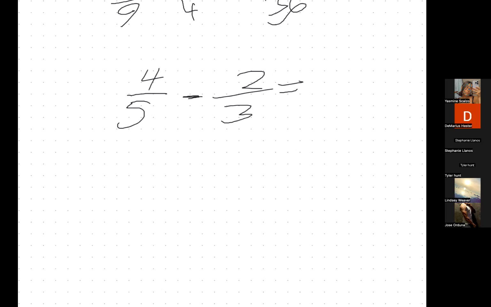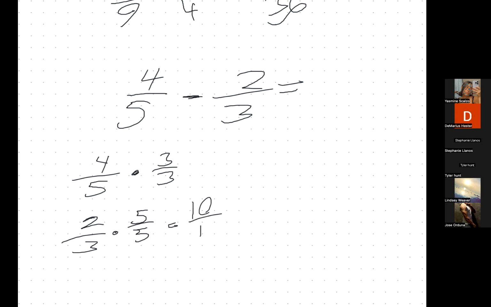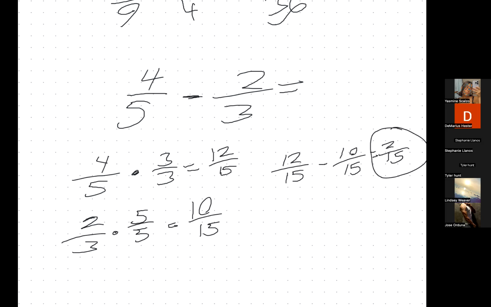So first thing we need to do is find the common denominator. And then let's share the results. So this is good. As you can see, almost everyone answered 2 over 15. That is the answer. So we're gonna find the common denominator. We can multiply this one by 3 over 3, and this one by 5 over 5. And we will get 10 over 15. And we will get 12 over 15. And then we're going to get 12 over 15 minus 10 over 15 equals 2 over 15. So C is the right answer.